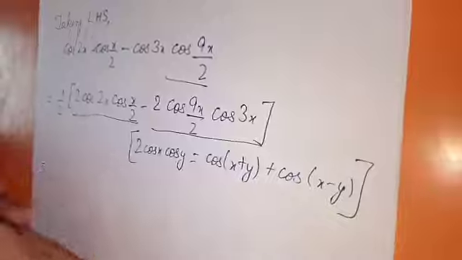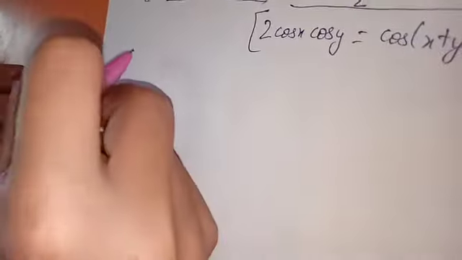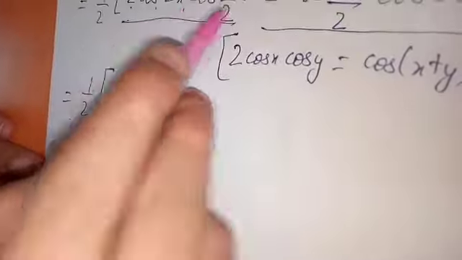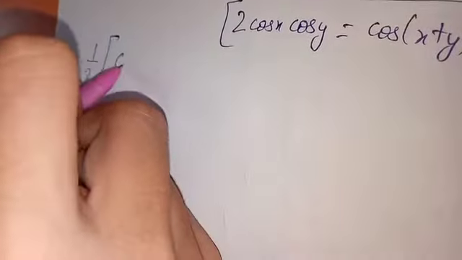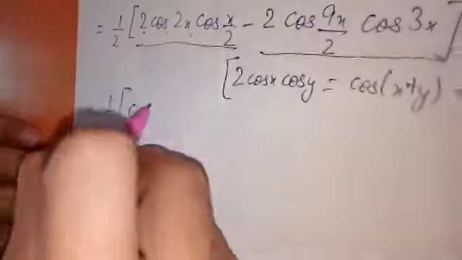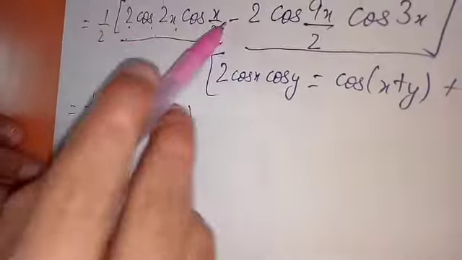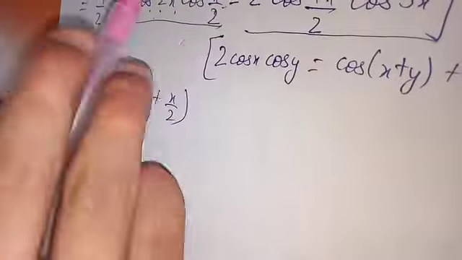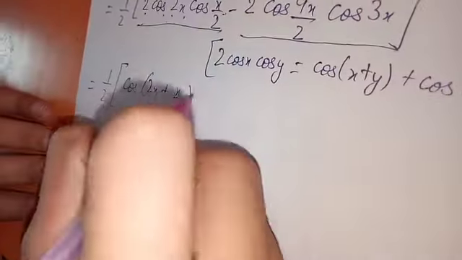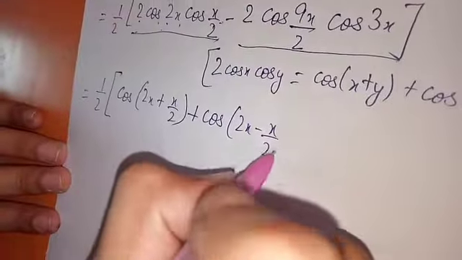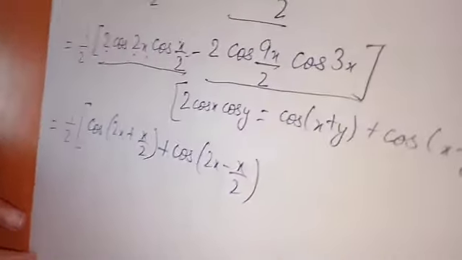So what will we get in our next step, 1 by 2 as it is, 2 cos 2x into cos x by 2 will be cos of 2x plus x by 2. It is our x, it is our y. So first plus, then plus cos of 2x minus x by 2.